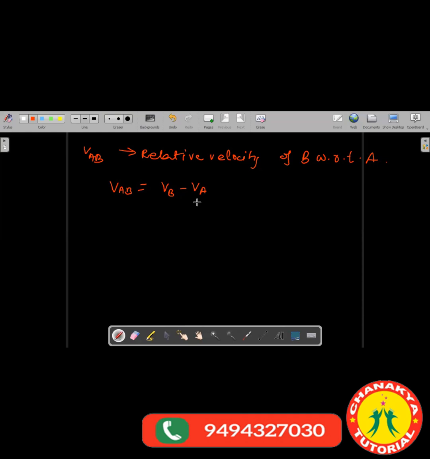Yesterday, in the last class, we had seen a question of a police van chasing a thief. Today we'll see a question when the two objects are moving in opposite directions. So let us see here, two objects moving in opposite directions. Then what will be the relative velocity?